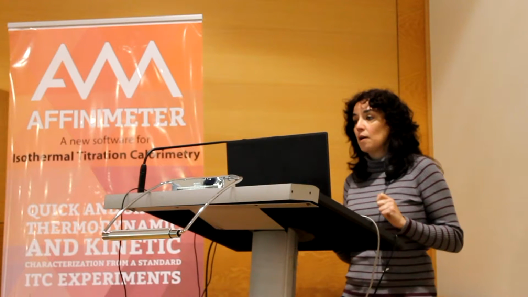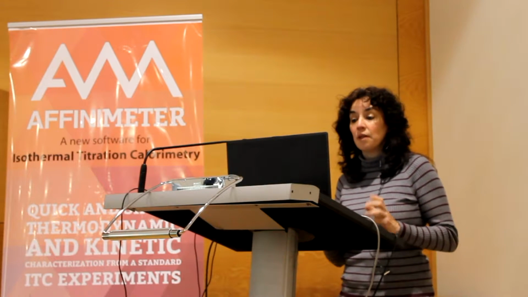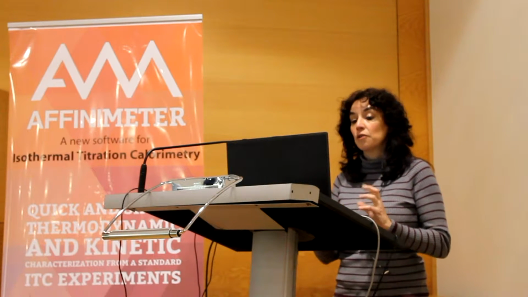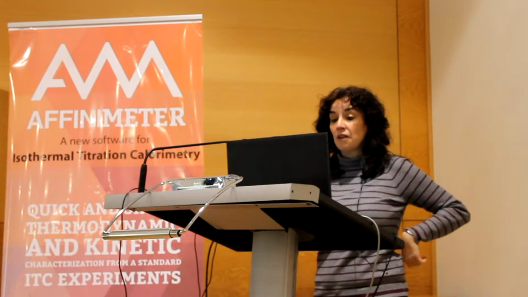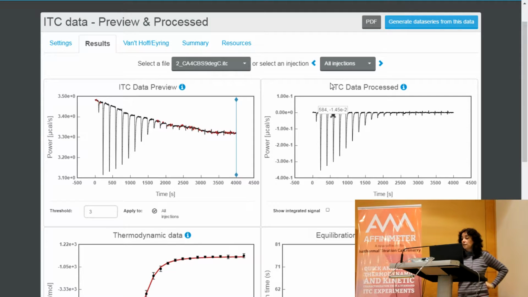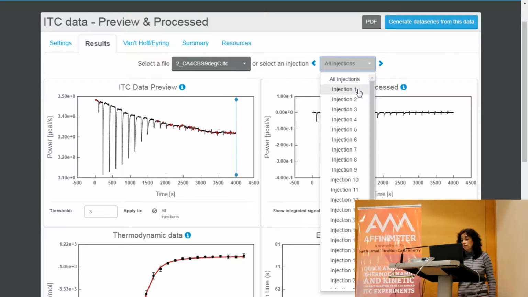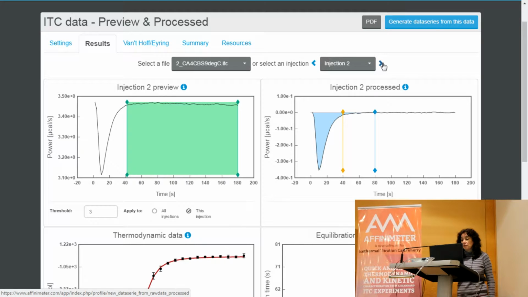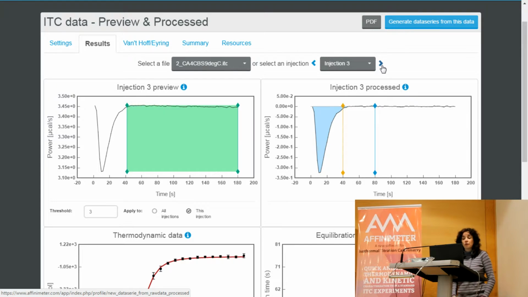We can also do manual processing of the thermogram if we think it is necessary to do some manual refinement. For this, you can click here in the option All Injections and select Injection by Injection. So this is injection 1, and we can move forward to injection 2, 3, 4, and so on. So how can we do the manual processing of the raw thermogram?